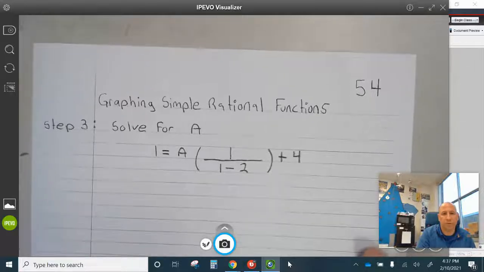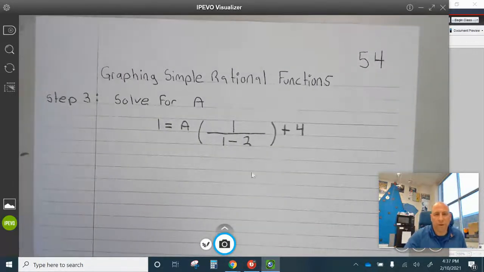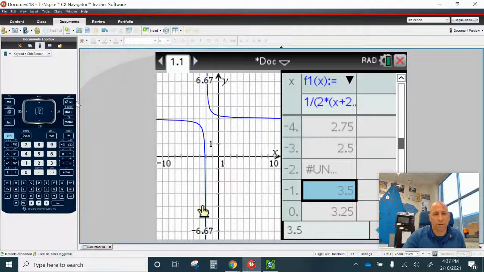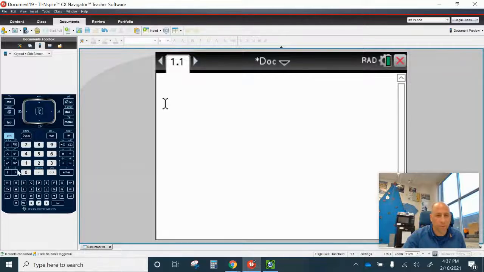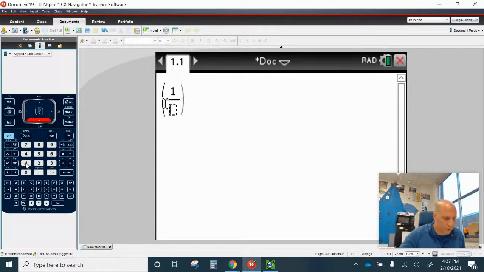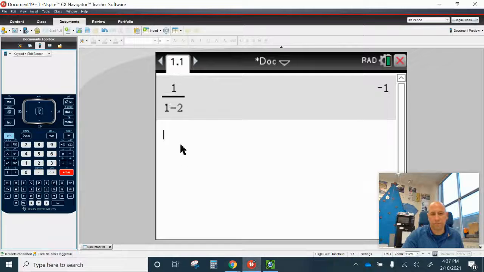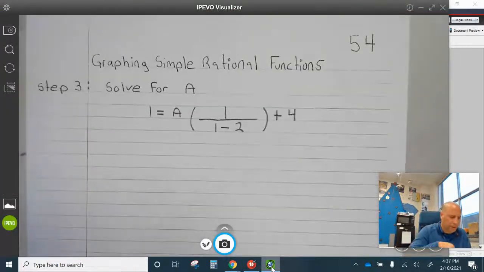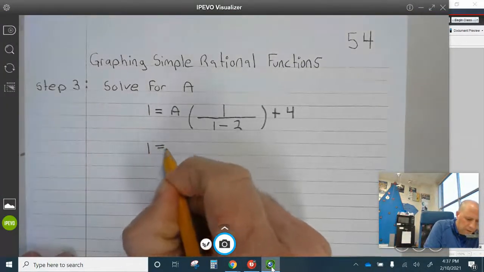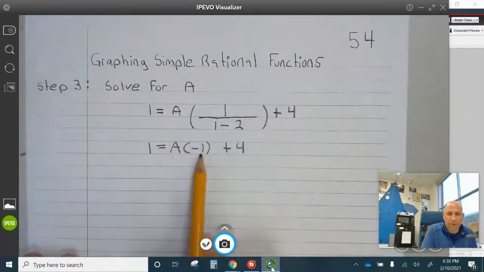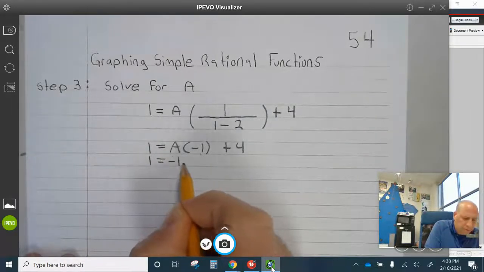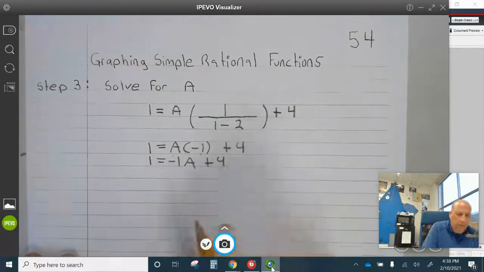All right, step 3, solve for a. Okay, so we can find out what this is using our calculator. So we're going to go to on, new document, no, add calculator. So I'm going to do parentheses, control, divide, 1 divided by 1 minus 2 is negative 1. Okay, so that means 1 equals a times negative 1 plus 4. Well, a times negative 1 is the same as saying 1 equals negative 1a plus 4.